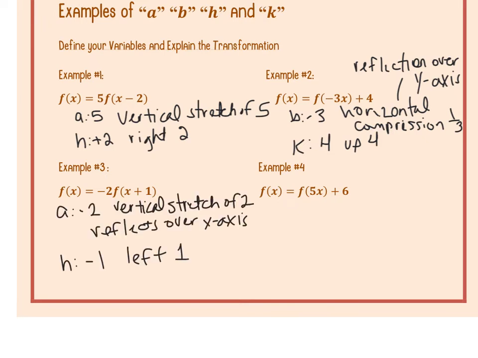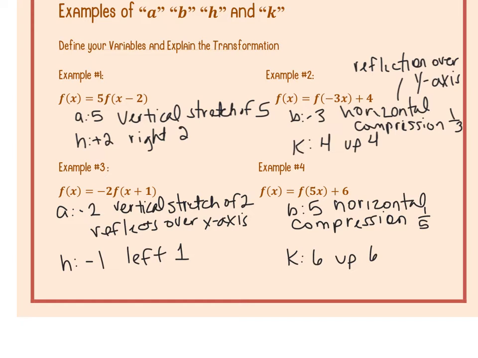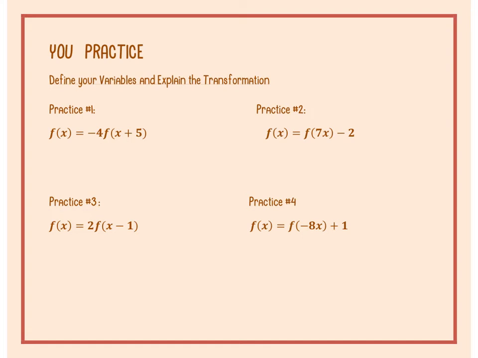Let's look at example 4 together. If it's inside, in front of the x, this is a B value. But remember that we always take the reciprocal of it. So this is going to be a horizontal compression by 1/5. And this value comes after the parentheses, so this means it is the K value, so this graph is going up 6. Now let's go ahead and you try some practice questions on your own. Go ahead and pause this video and try number 1 and 2 on your own.